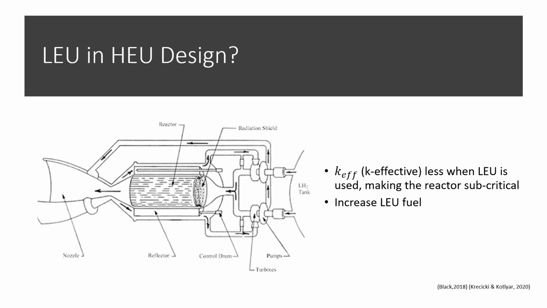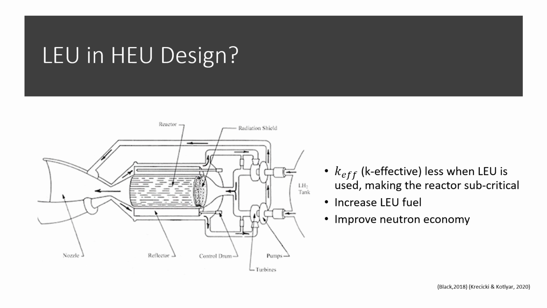So the way to get around this, we could simply throw more fuel in, more LEU fuel, but this has a negative effect because by putting more fuel elements into the reactor, you're increasing the reactor mass, and therefore will have an effect on the efficiency of the system, specific impulse.